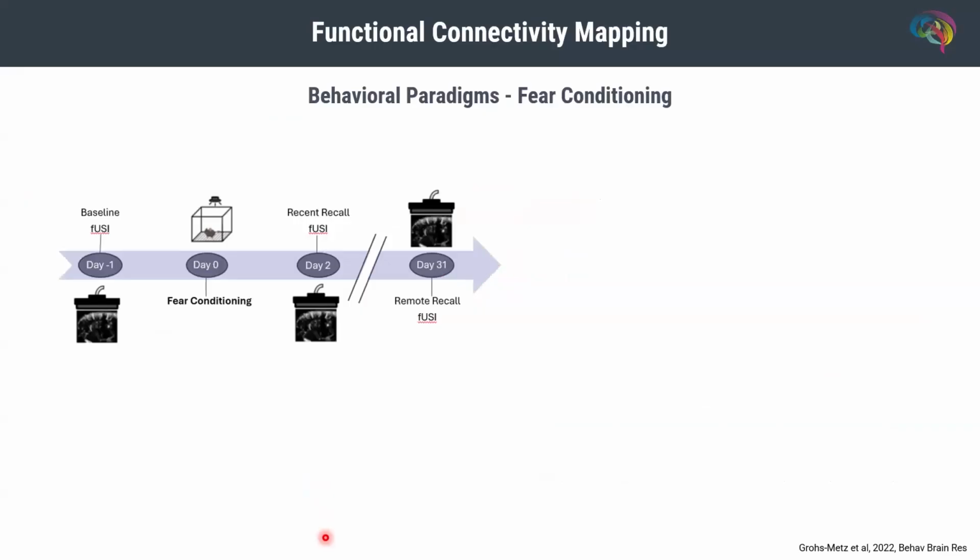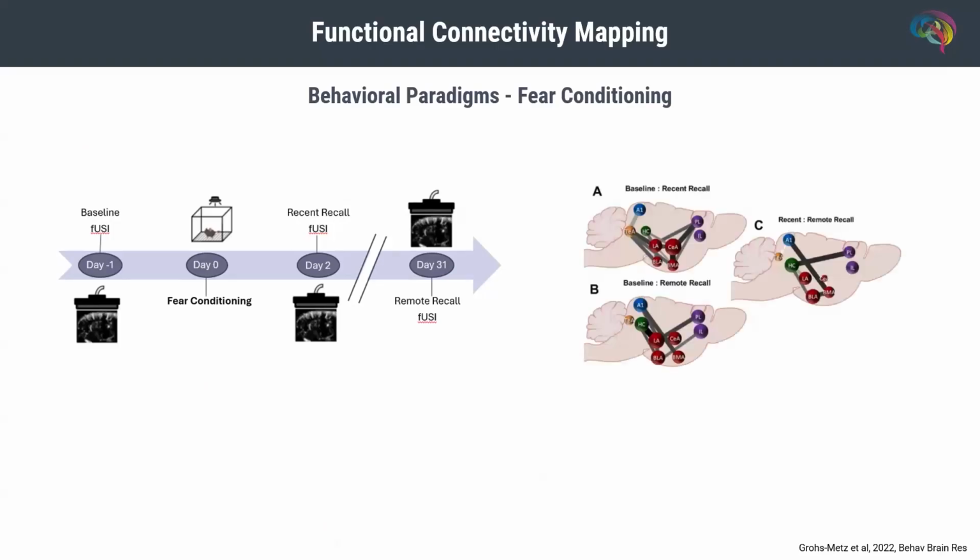So let's look at some examples, and the first one that I want to focus on is this paper from 2022 where the authors study emotional memory. So here the researchers used a simple fear conditioning paradigm and imaged the mice before training, after recent recall, and again after remote recall, and they found strong cue-evoked increases in connectivity across the fear network, especially at the level of the amygdala, between amygdala, hippocampus, and prefrontal cortex, as you can see in A, B, and C. And interestingly, over time, these connectivity patterns were refined.